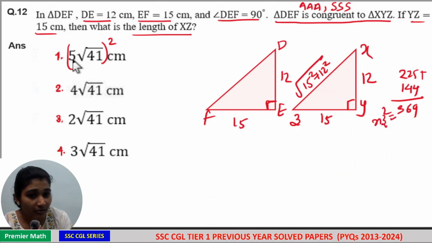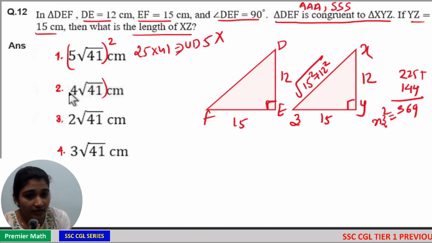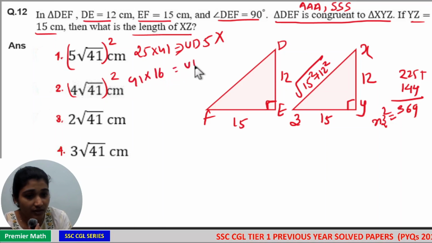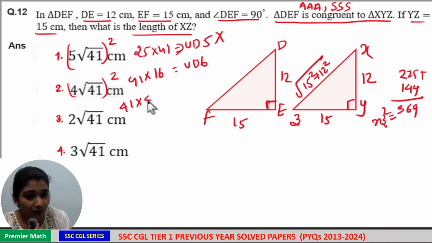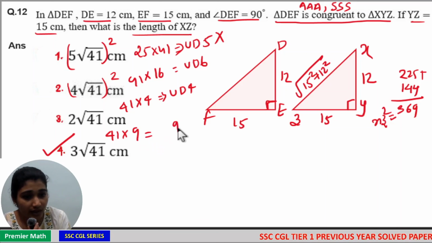Unit digit 9 means here first option square is equal to 25 into 41. Here unit digit is equal to 5, not our answer. And here this is equal to 41 into 16. Unit digit is equal to 6, not our answer. Here this is equal to 41 into 4. Unit digit is equal to 4, not our answer. Here this is option 4, our answer. 41 into 9 means unit digit is equal to 9.